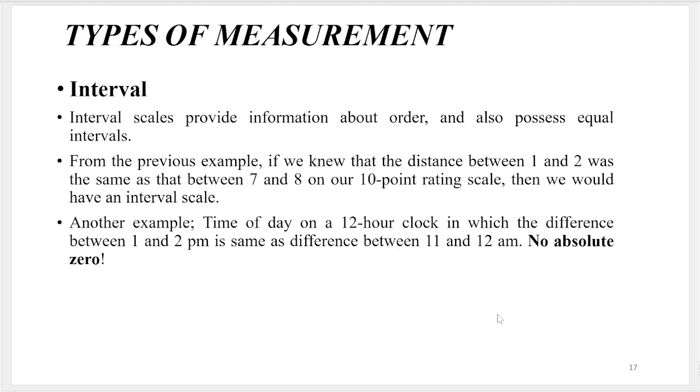A common example is time on a 12-hour clock, where the difference between 1 p.m. and 2 p.m. is the same as between 11 a.m. and 12 p.m. However, interval scales do not have a true 0 point, so we cannot say one value is twice another. In HR and social sciences, interval data can appear in standardized tests or rating scales where distance between scores are equal, but 0 does not represent a complete absence of the variable.